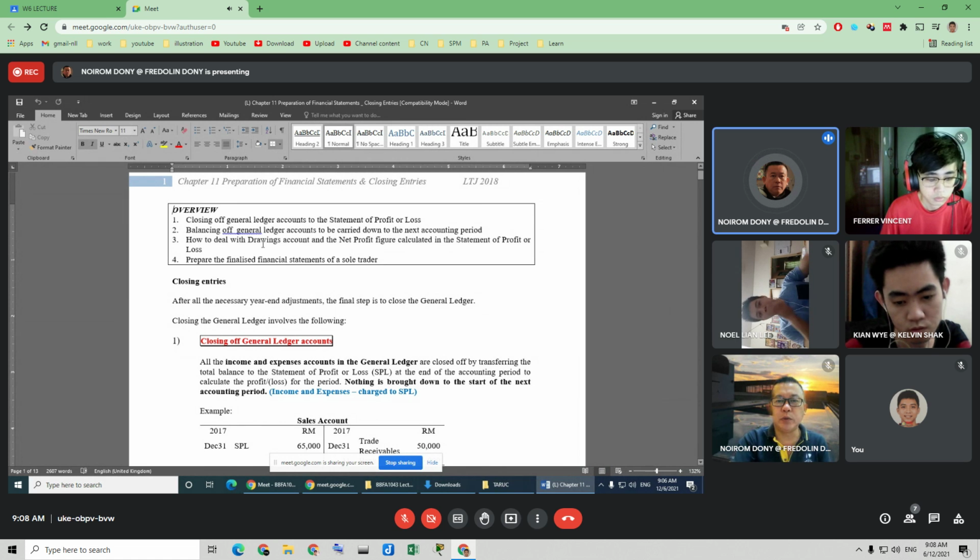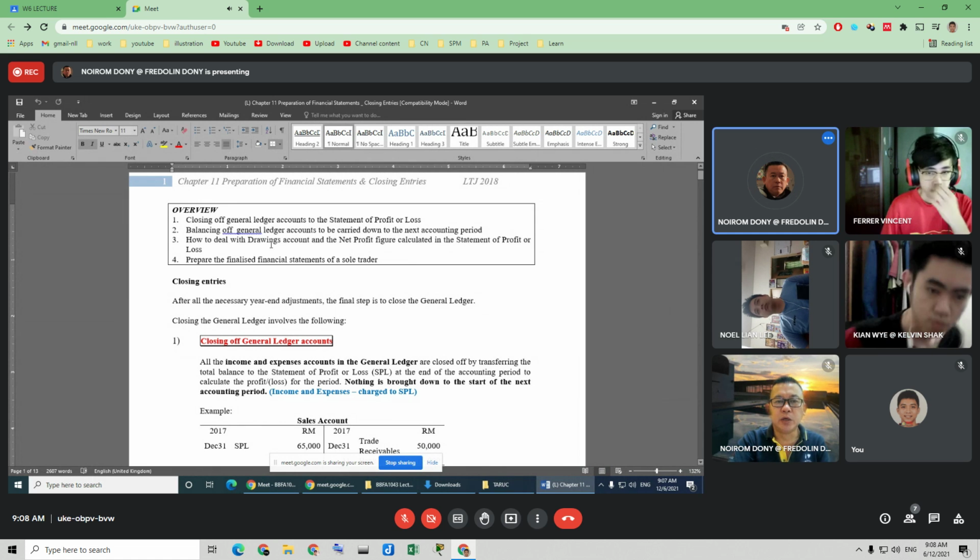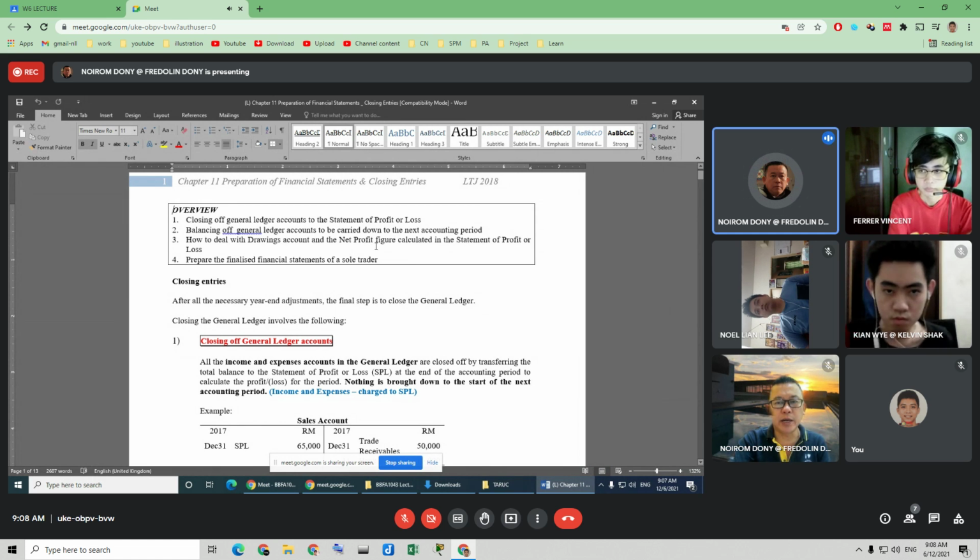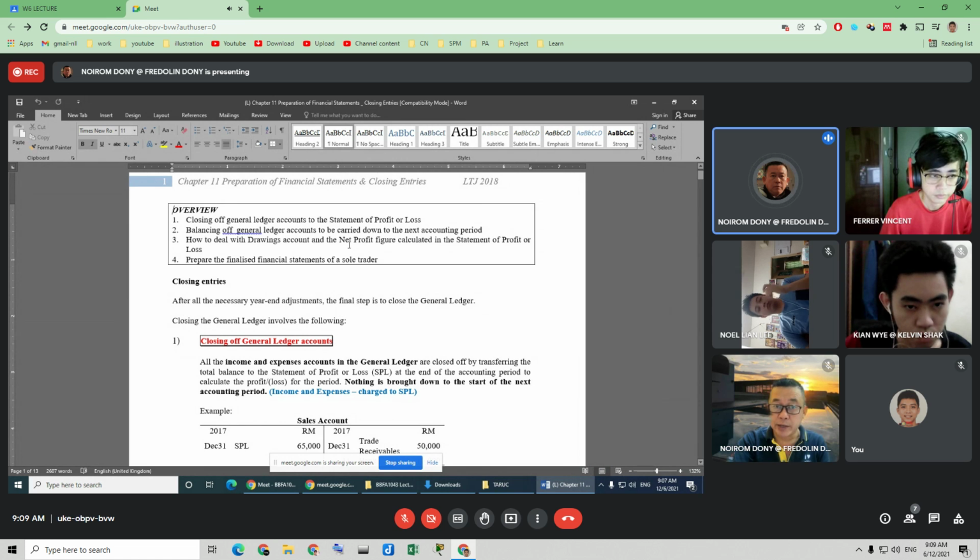Now, how to deal with the drawings account and the net profit figure calculated in the statement of profit or loss? Drawings and net profit, we have to show in the equity side. So drawings reduce equity, net profit increases. If it increases, we plus. If it's decreasing, reducing, then you have to minus. And then prepare the final statement of the sole trader. So this is a must. This is one of the questions.